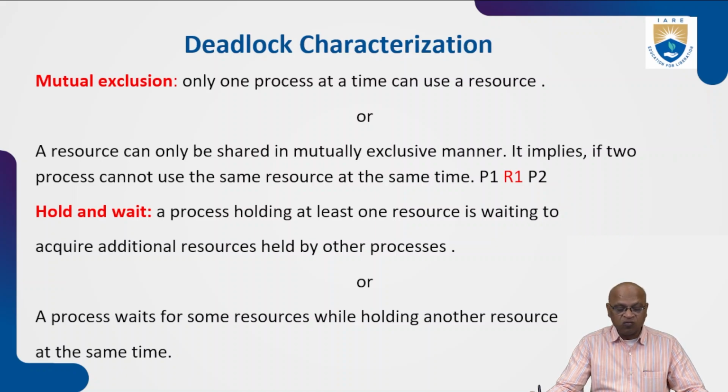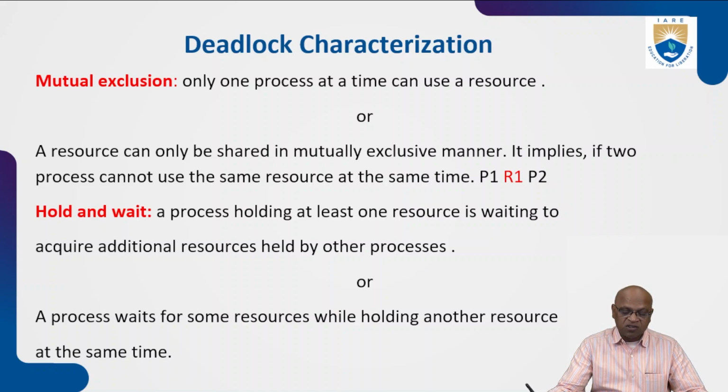It implies that two processes cannot use the same resource at the same time. P1 is one process, P2 is another process, and R1 is the resource. If P1 and P2 could use R1 at the same time, then mutual exclusion is curtailed, and there is no chance of deadlock because both processes can use it. So only one can use it at a time; that is mutual exclusion.